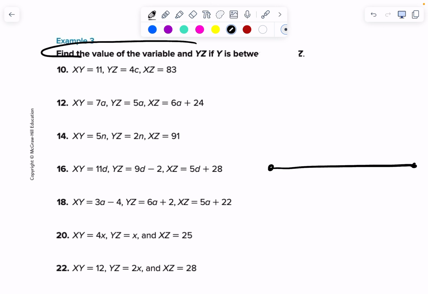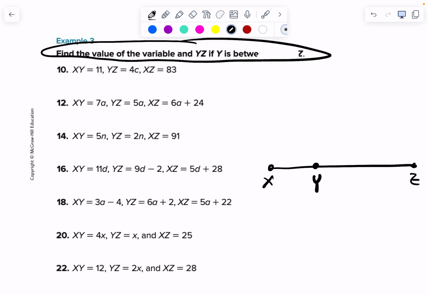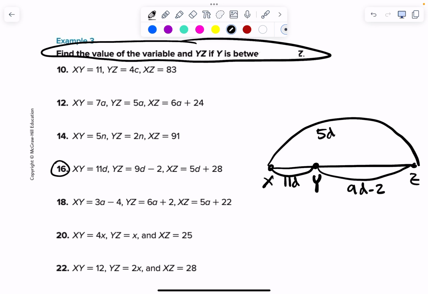Now, it tells you up here, find the value of x, or excuse me, YZ if Y is between X and Z. Okay, so X is here and Z is here, and Y is between them. Now, do I know that Y is exactly in the middle? Then I'm not going to put him exactly in the middle unless I know that for a fact. I'm going to make it look like Y is to one side or the other, so I'm not led to believe that those are equal to each other, right? I'm doing that on purpose. So here on 16, it says XY is 11D. This length right here is 11D. YZ, this length right here, is 9D minus 2. And the full thing is 5D plus 28.